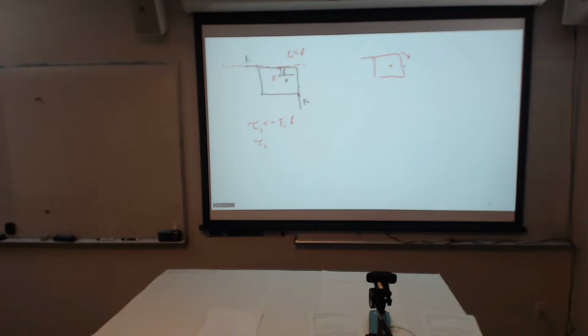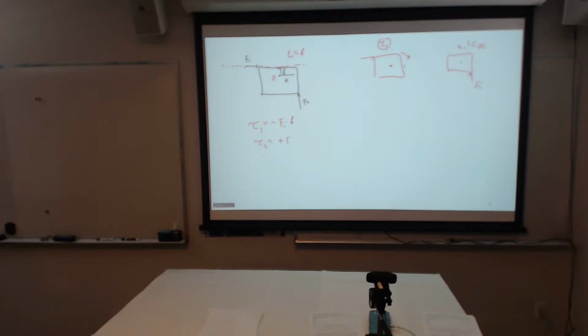What about torque number two? Is it positive or negative? Positive. So that's for torque number one. For torque number two, it would try to move it counterclockwise. That makes it positive. See, you have no issues with directions.